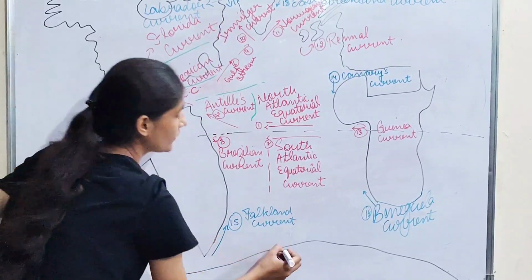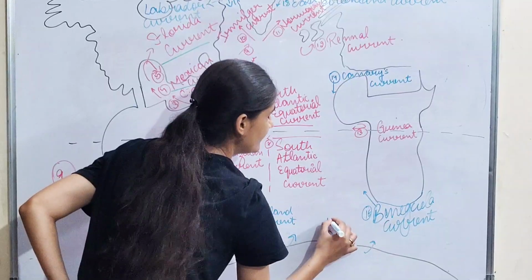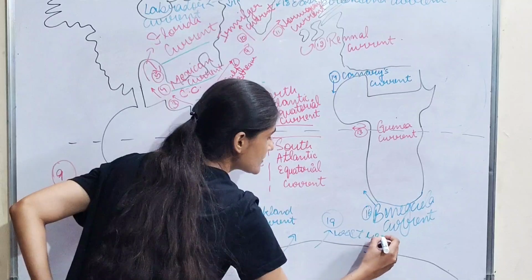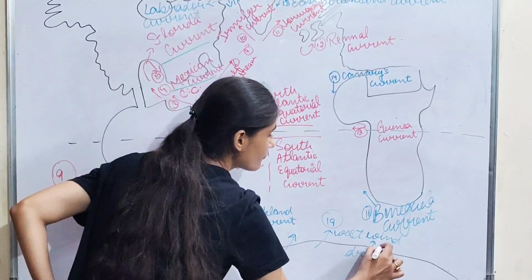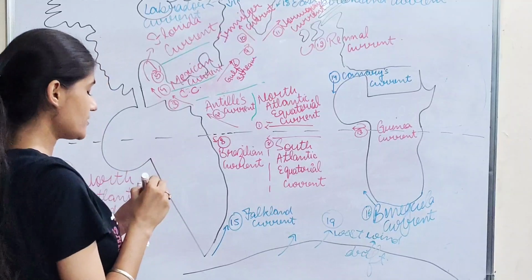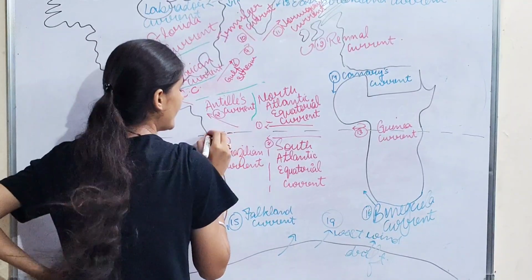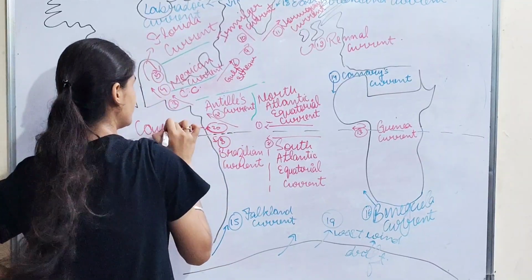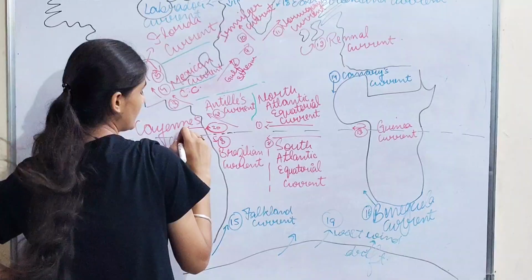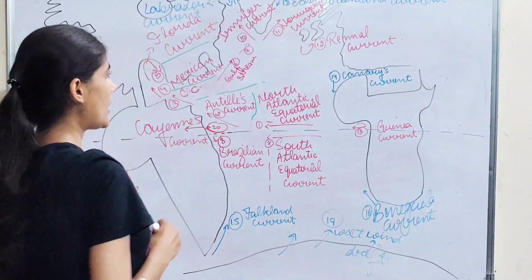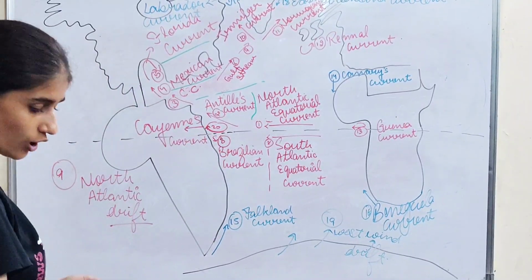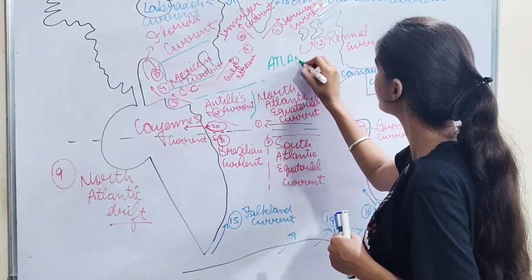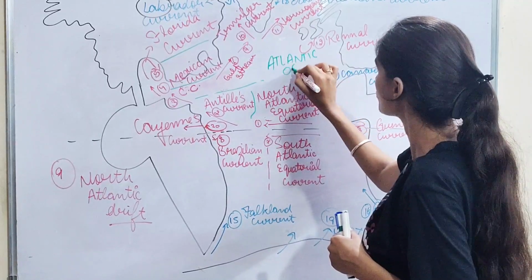And second last is the 19th, West Wind Drift. And last is the 20th, like this here. This is the Keen's Current. So these are the 20 oceanic currents of the Atlantic Ocean.